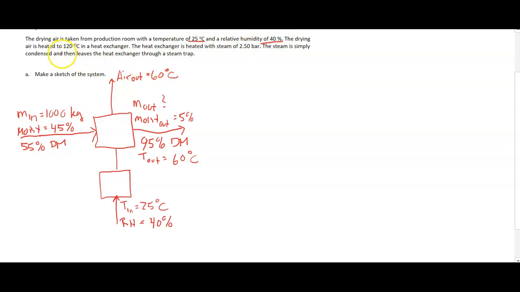The drying air is heated to 120 degrees. So T heat equals 120 degrees centigrade. So that is the temperature that enters the drying chamber.